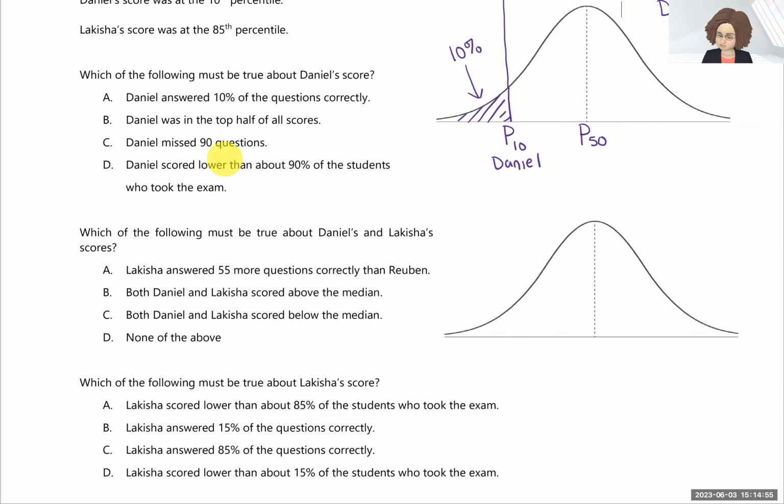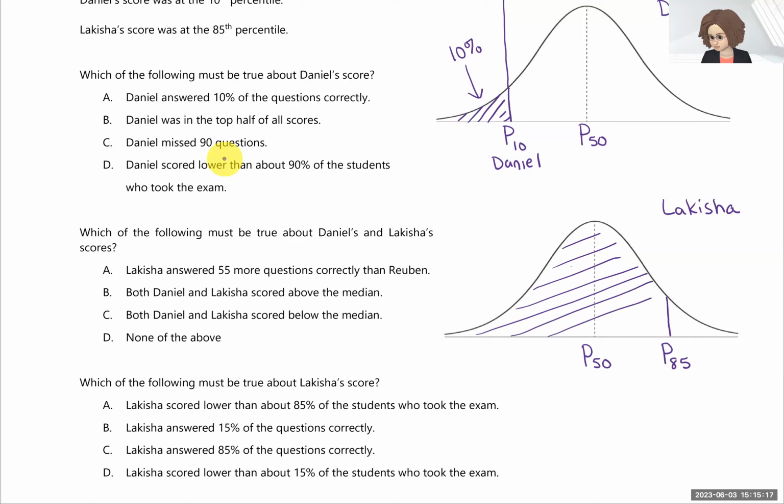Let's take a look at Lakeisha. So there's the 50th percentile. Lakeisha is at the 85th percentile. So P85 is going to be somewhere to the right of center, P50. Lakeisha's in better shape here because she scored higher than 85% of scores. In other words, 85% of scores were below Lakeisha.